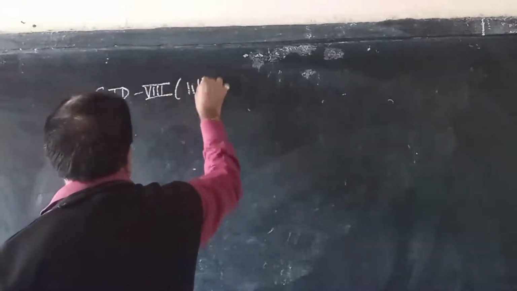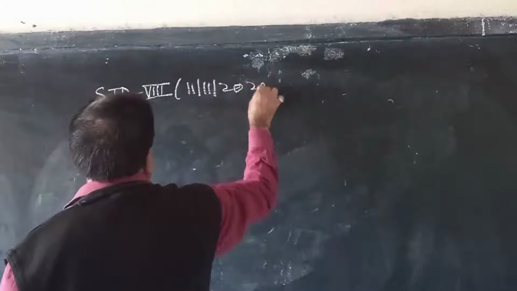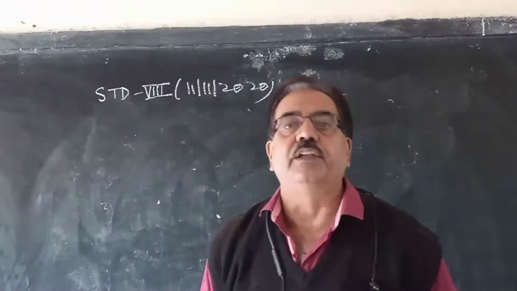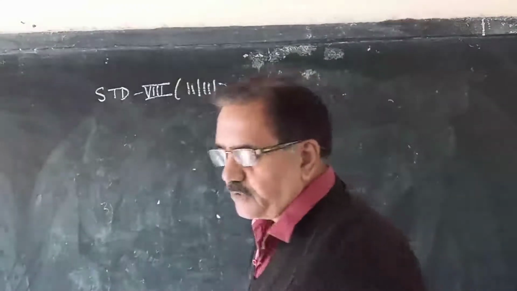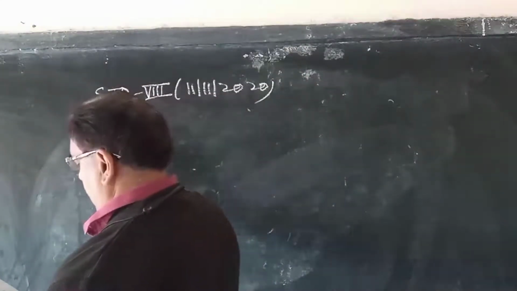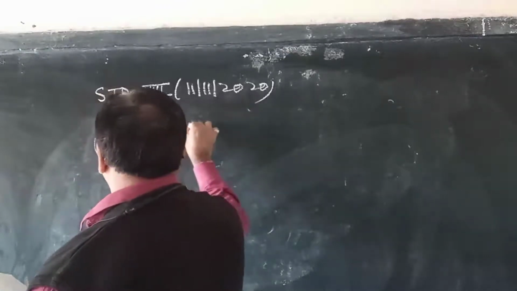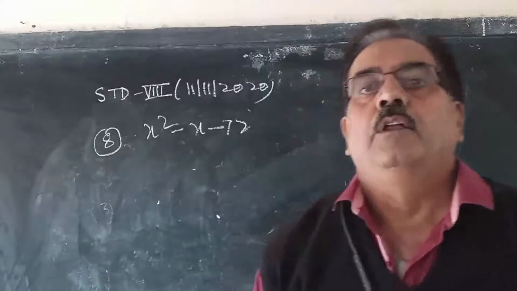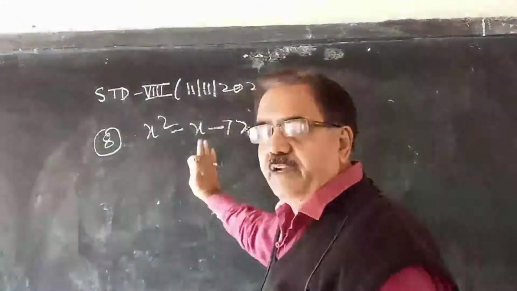I am going to solve some more questions from exercise 13D. The first question today, question number 8, x squared minus x minus 72. We have to split the middle term.